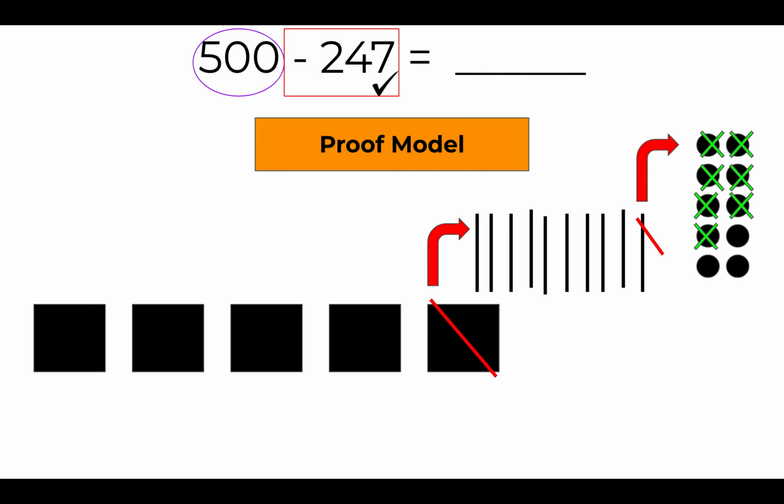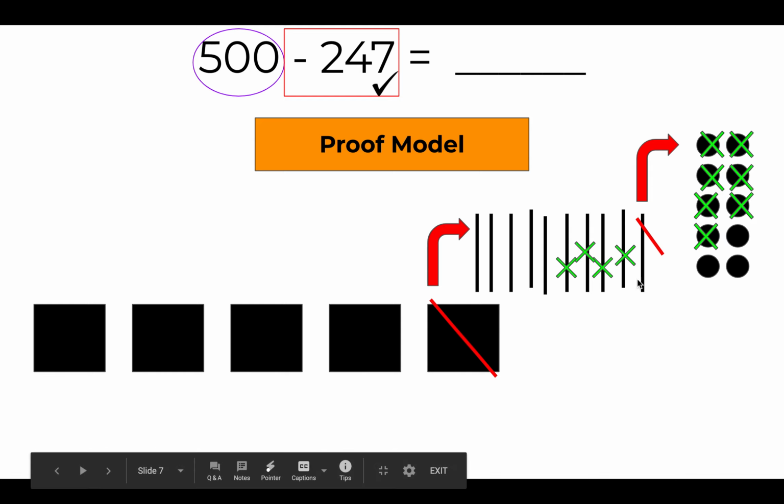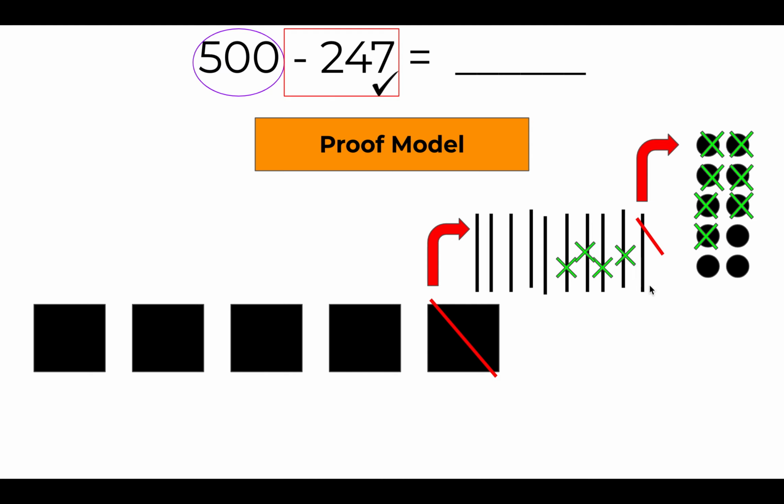So I'll cross out 4 10 sticks. 1, 2, 3, 4. Remember, this one that I traded in doesn't count because I've already subtracted those ones. So this here, all I did was redraw it in a different way. I still have to subtract 4 10 sticks.